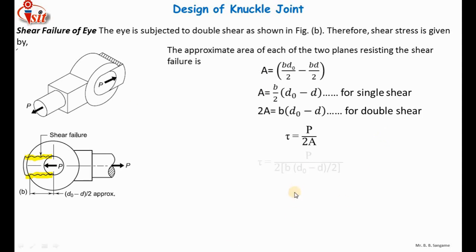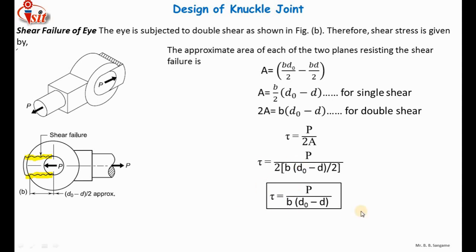So the formula will be tau is equal to P divided by 2 into b into (do minus d) divided by 2. The 2 will get cancelled, so tau is equal to P divided by b into (do minus d). You have to put in the values of b, do, d and P, then you will get the value of tau, and you have to check whether the induced shear stress is less than the permissible one. If it is less than the permissible shear stress, then the design is safe. If the induced shear stress tau for the calculated dimensions of the eye is greater than the permissible one, then the design is not safe.